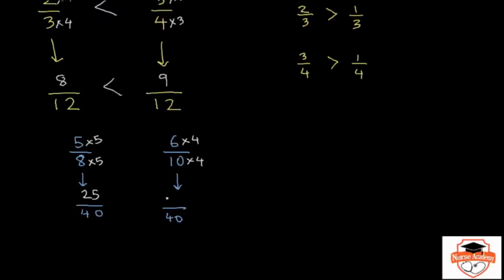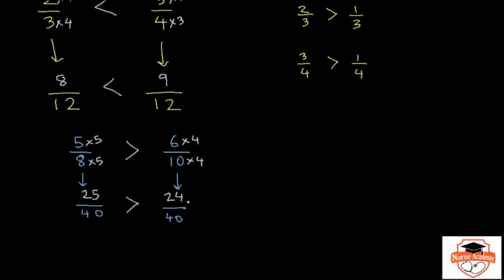And 6 times 4 is 24. 25 is more than 24 on the same denominators. Therefore, 25/40 is more than 24/40, which means 5/8, which is nothing but the same as 25/40, is more than 6/10, which is nothing but the same as 24/40. This is how you compare fractions. I would say this is one of the ways how you compare fractions.